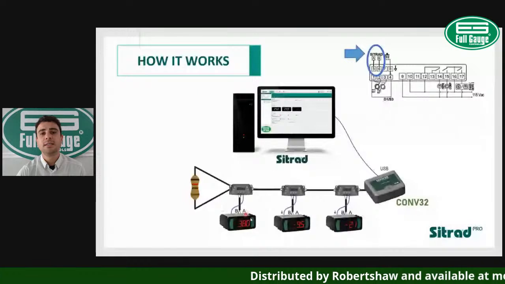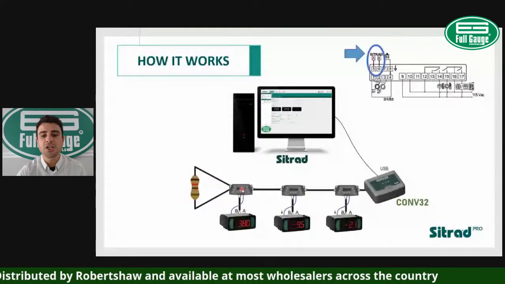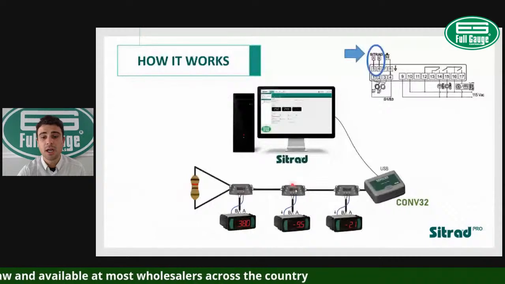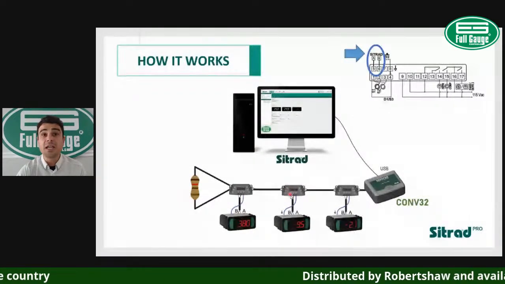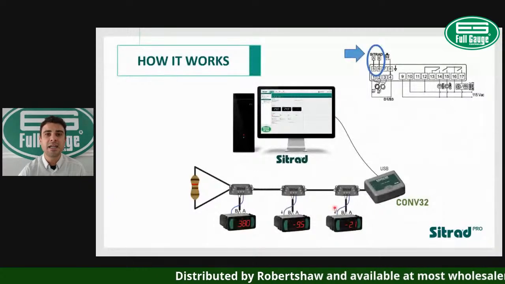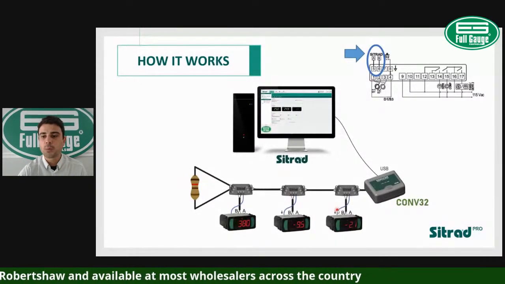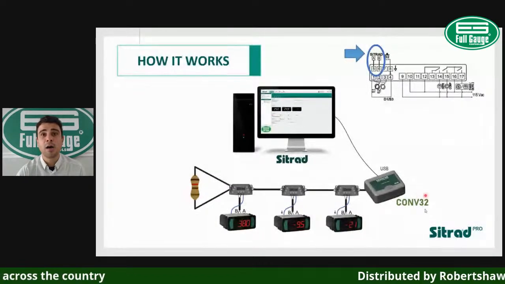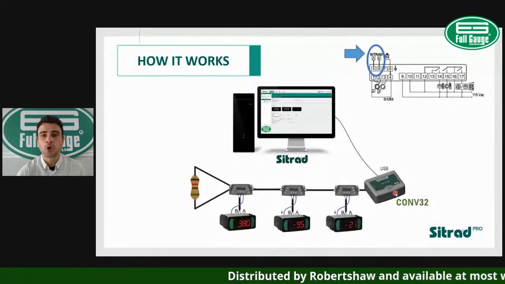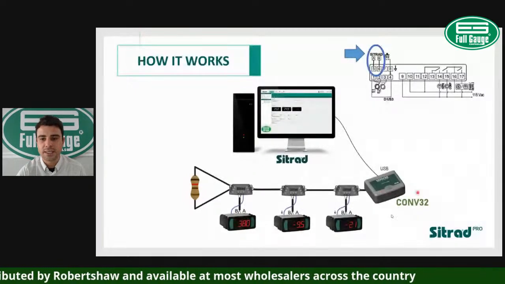So what we have here is the A and B going from the controller to the junction block, then to another junction block, which derives the A and B connection to my second controller, and the same with the third controller. However, I could have up to 32 controllers connected to the CONV32. That's what the 32 on the CONV means: up to 32 controllers connected to one single converter interface.